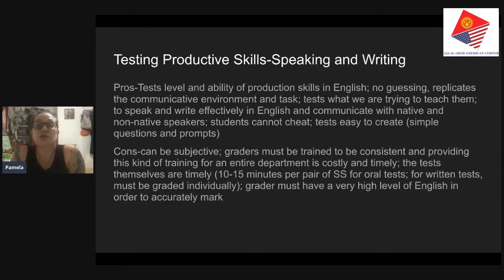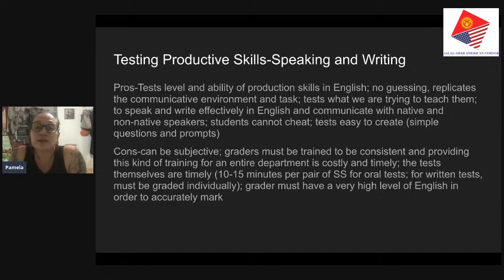So there should be one teacher to give the test, to ask the questions for oral tests, and then another teacher to grade. You shouldn't have the teacher that is asking the questions be the same teacher that is grading, because it's just too much work. You're not giving the same amount of energy to both of those. For written tests, they have to be graded individually, and you have to really pay attention to the rubric and really make sure it's fair.